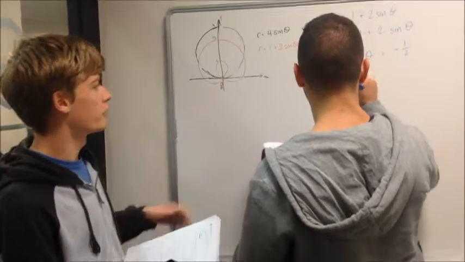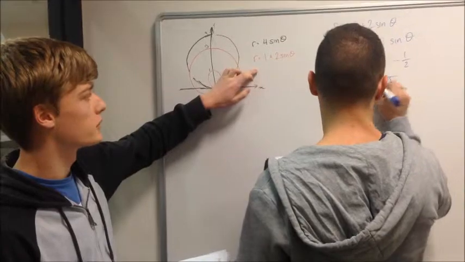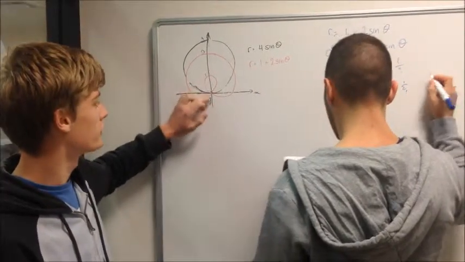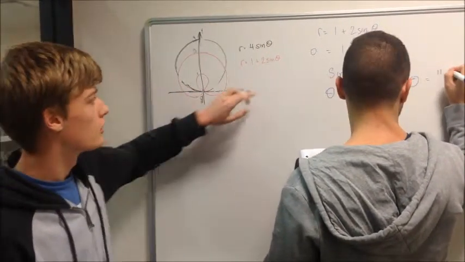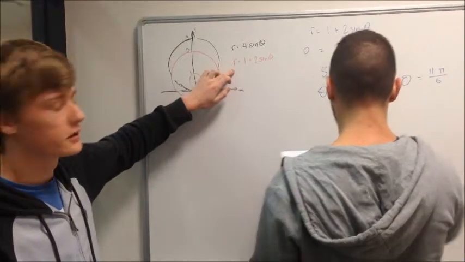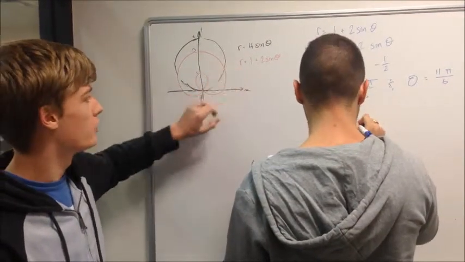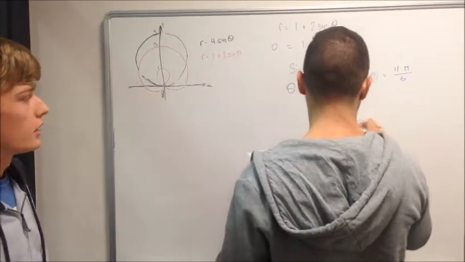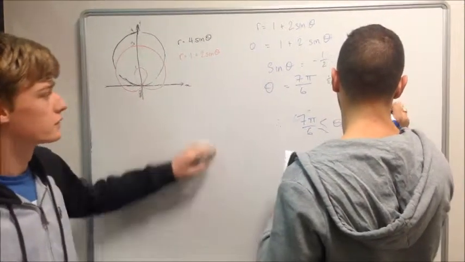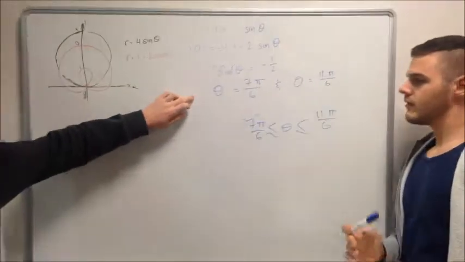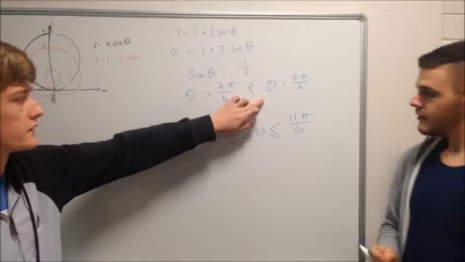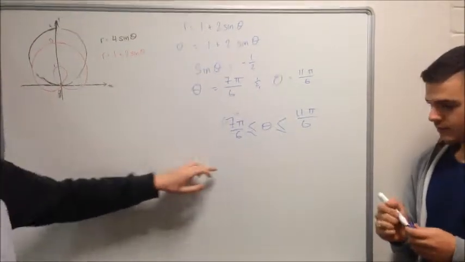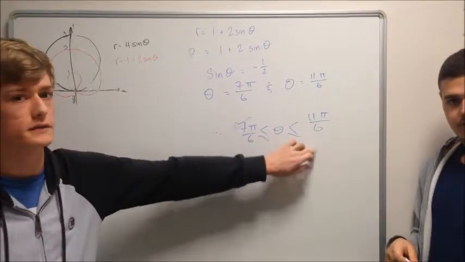So after sketching the two graphs, we found that r equals 1 plus 2 sine theta. The loop of it goes through the origin. With that, we found that r can equal 0, and we can move the equation around to make sine theta equal -1/2. With that, we find that theta also equals 7 pi on 6 and 11 pi on 6. So testing these 2 points, we find that theta lies between these 2 points.